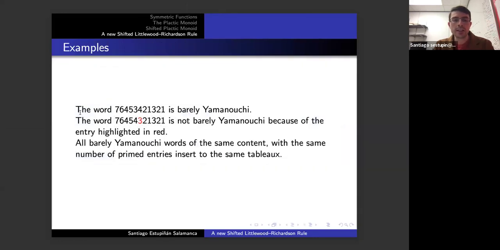And perhaps just as an example of this class of words, 7, 6, 4, 5, 3, 4, 2, 1, 3, 2, 1 is Berli Yamanouchi, but the second word is not Berli Yamanouchi, because as you read from right to left, you find a 3, the first 3 from right to left, but then you find a second 3, the 3 that is in red, and there are 2 instances of 3, but there is no 4. So the number of 3s and 4s do not satisfy the Berli Yamanouchi condition at the point of the 3 that is in red.